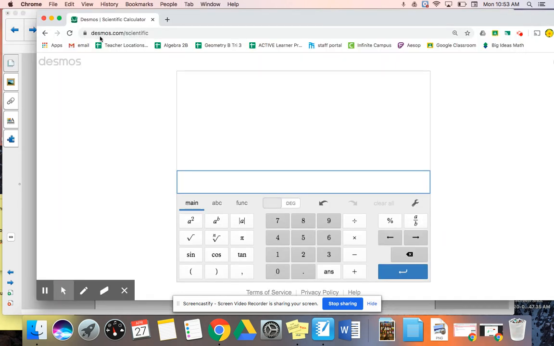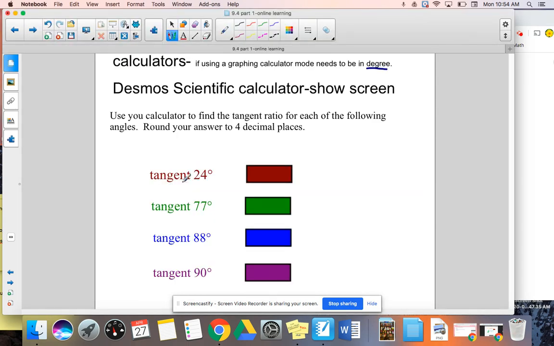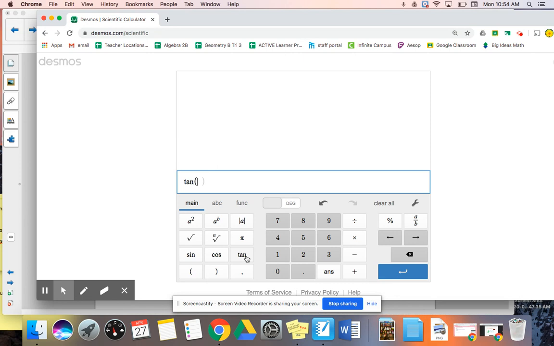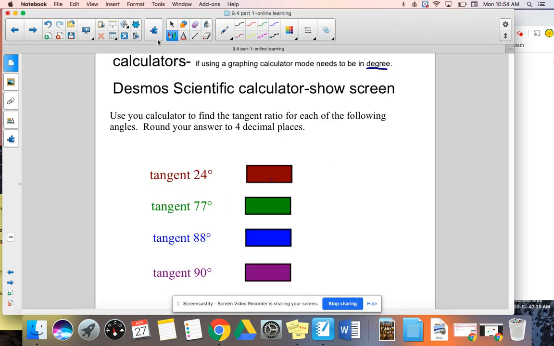So if you go to desmos.com/scientific, that will give you this calculator here. If you just Google that, the sine, cosine, and tangent are right here. And it's in degree mode. So if I was going to type in tangent 24, I would click tangent 24, and that would give you your answer right up here. So we have 0.4452. And then that's what I would get for my answer.